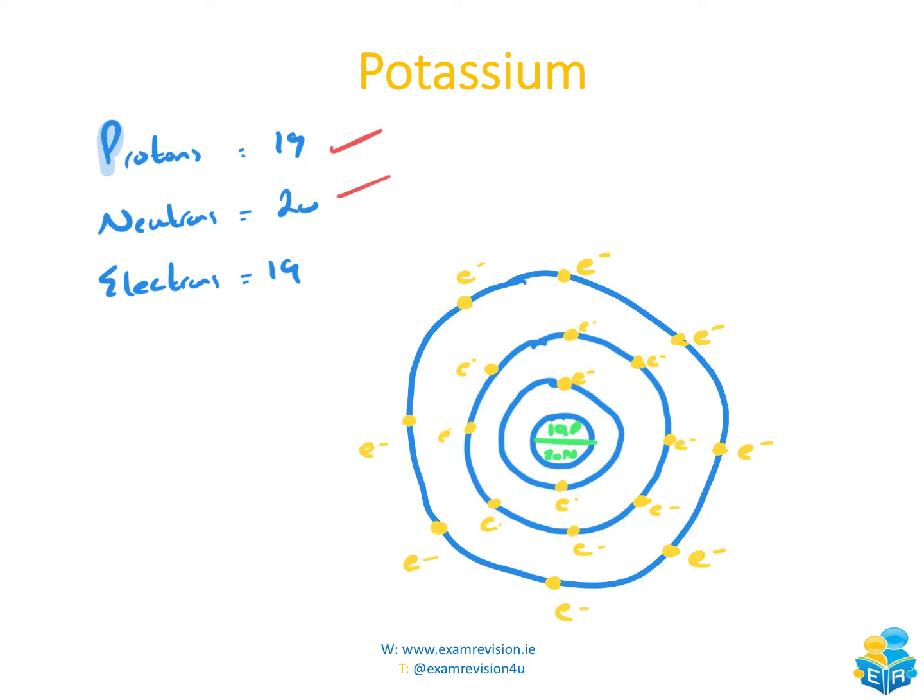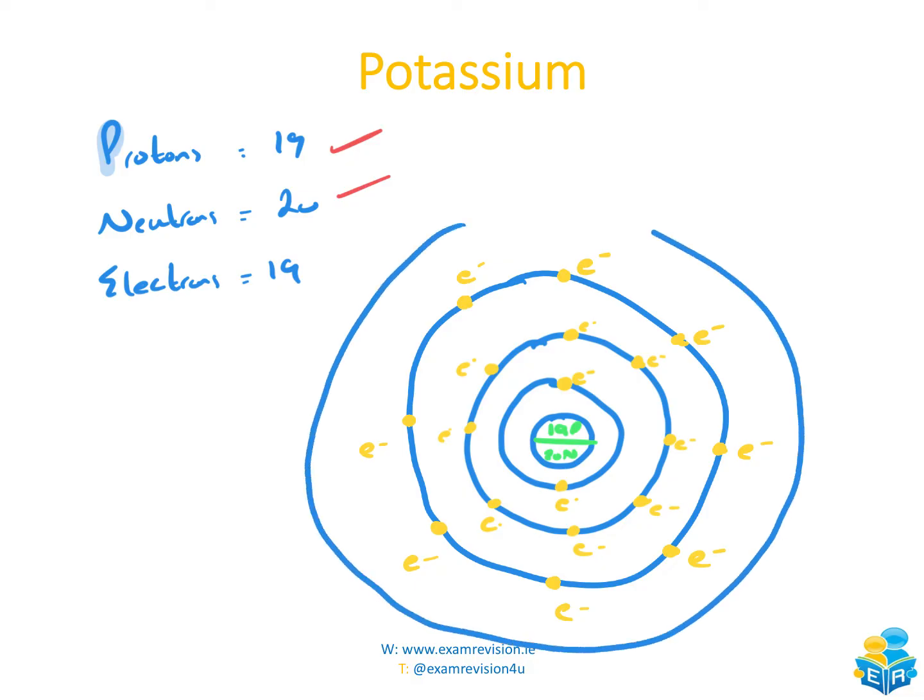Okay, so that's 18 electrons, and we need one final shell now. And this is going to be for our 19th electron. Okay, so now we have 19. So the electronic configuration for potassium, we have 2 on the first shell, 8 on the second, 8 on the third, and 1 on the last, giving us a total of 19. So all electrons are accounted for.